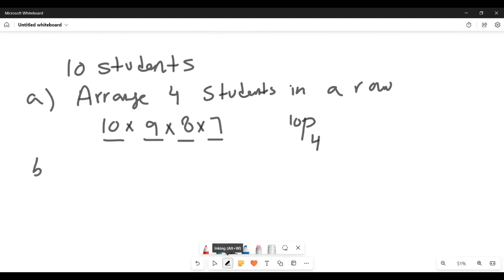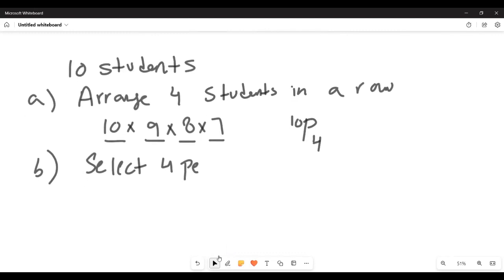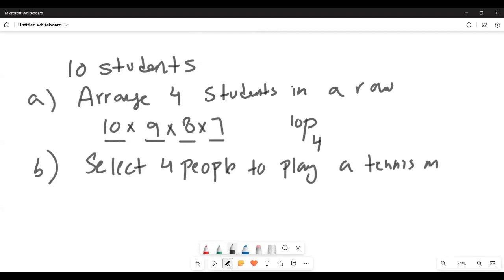Okay. Part B is, select 4 people out of these 10 people to play a tennis match. So now 4 people have to be selected. So now the arrangement does not matter. So this is a question on combination. So now you're going to write 10C4. And just enter that in your calculator, and whatever is the answer for that is the number of selections possible.